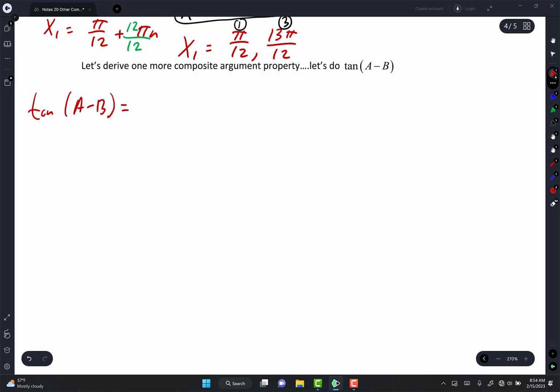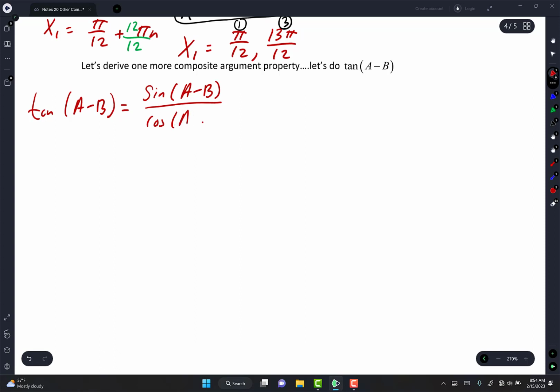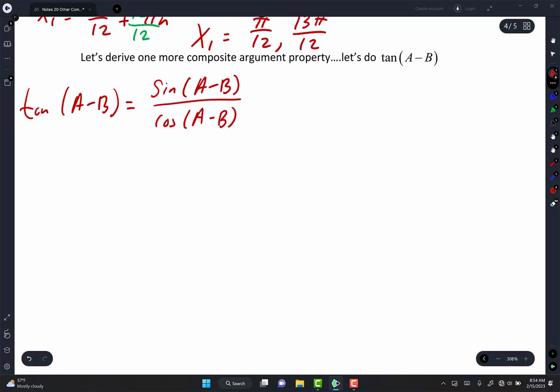Remember that tan is sine over cosine. So I'm going to write this as sine A minus B over cosine A minus B. Are we still okay? We now have composite argument properties for both. By the way, Delta Math calls them angle sum and difference trig. So you'll see what I mean.